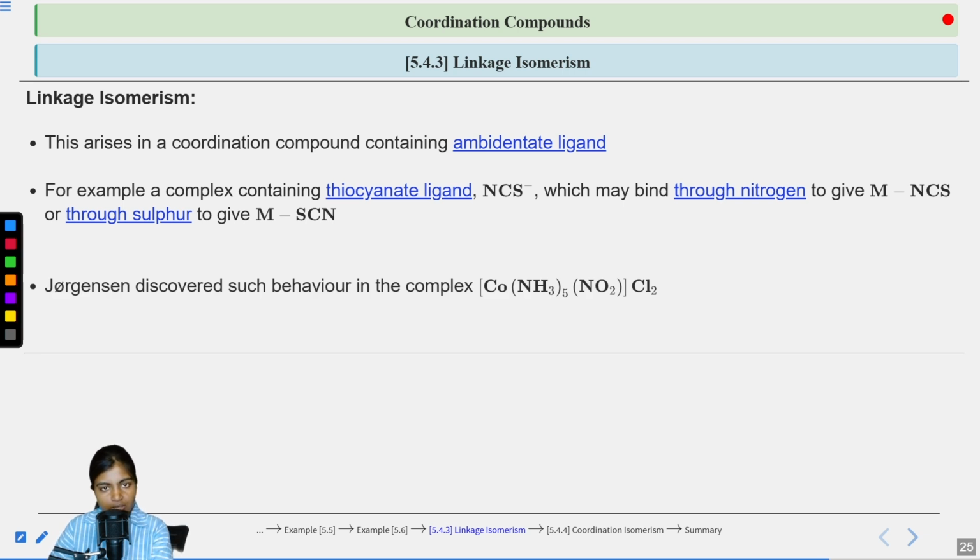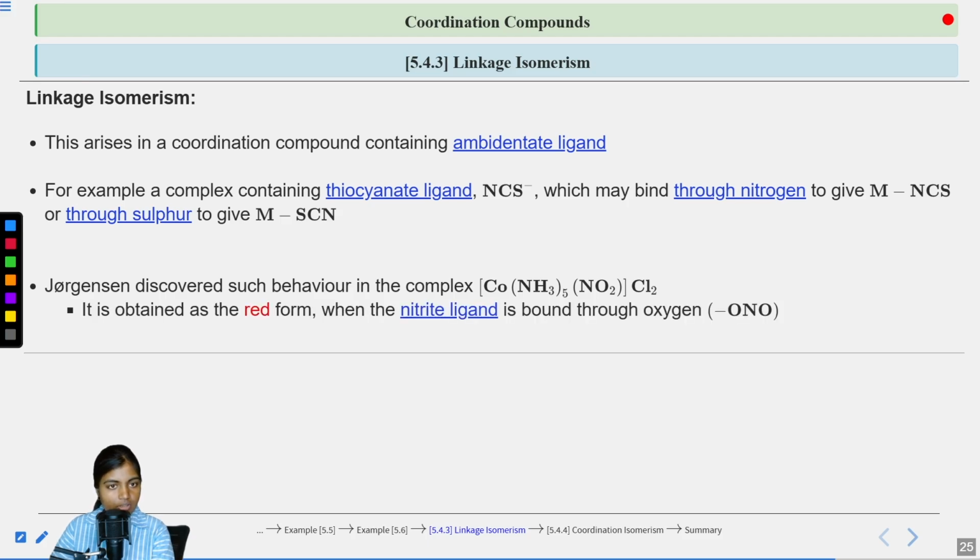Jorgensen discovered such behavior in this complex, [Co(NH3)5NO2]Cl2. In this complex, what is the ambidentate ligand present? NO2. NO2 is the ambidentate ligand, and because this complex has an ambidentate ligand in it, it is going to show linkage isomerism. So he discovered that this complex is obtained in the red form when the nitrite ligand, this NO2 ligand, is bound through the oxygen to this cobalt.